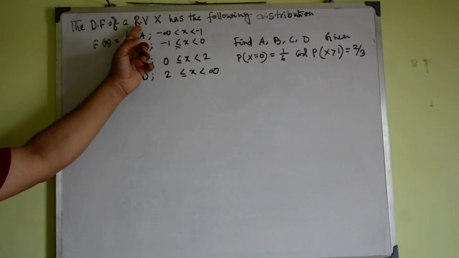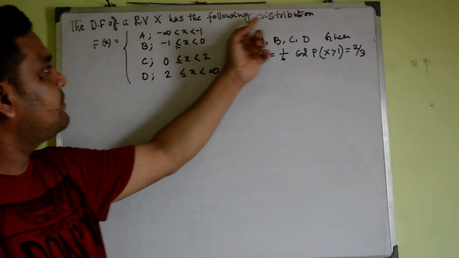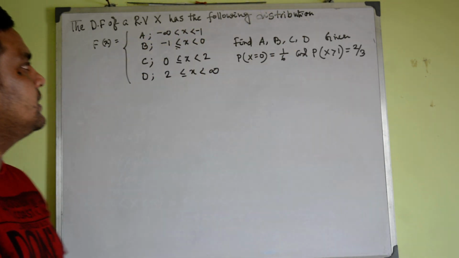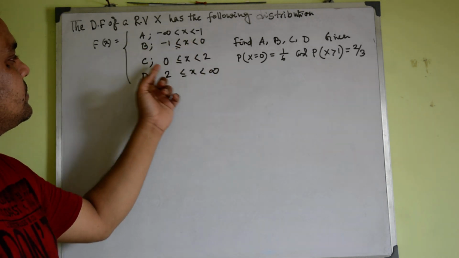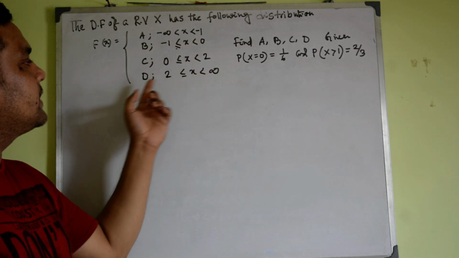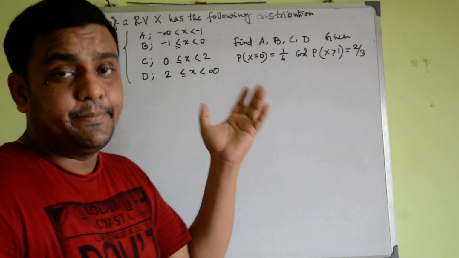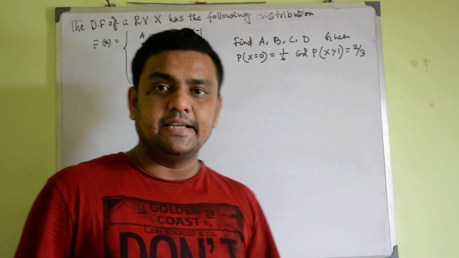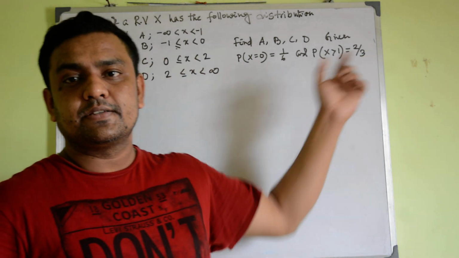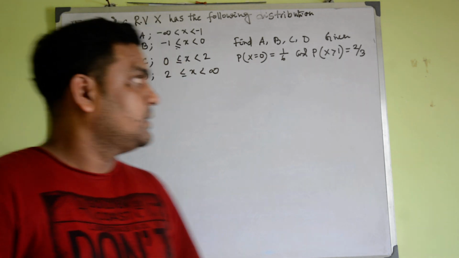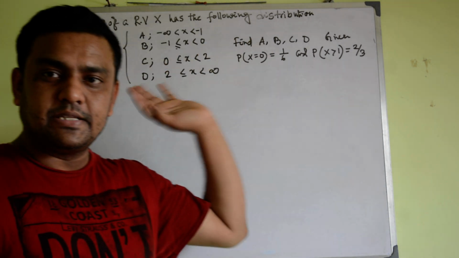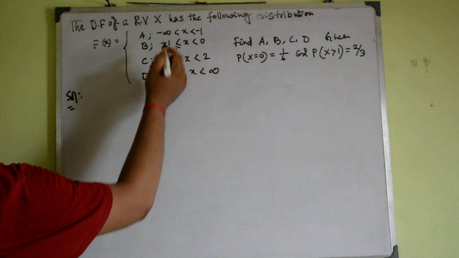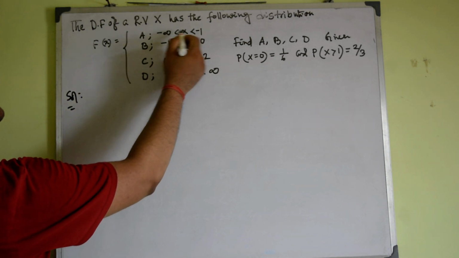The distribution function of a random variable capital X has the following distribution: F(x) equals a for minus infinity to minus 1, b for minus 1 to 0, c for 0 to 2, d for 2 to infinity, where a, b, c, d are constants. Also given P(X = 0) equals 1 by 6 and P(X > 1) is equal to 2 by 3. So how to calculate a, b, c, d? Let's try. Solution.